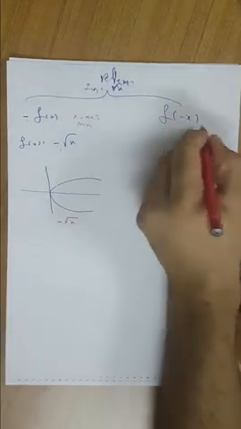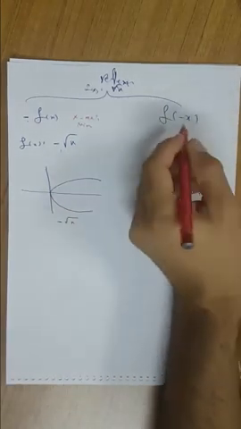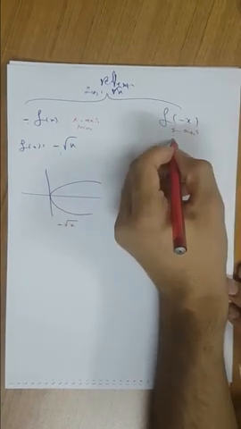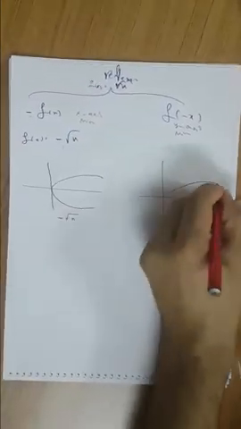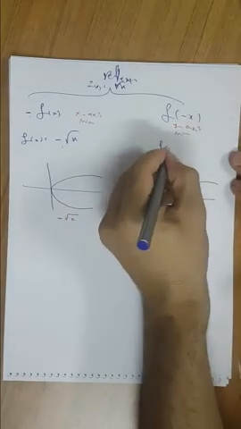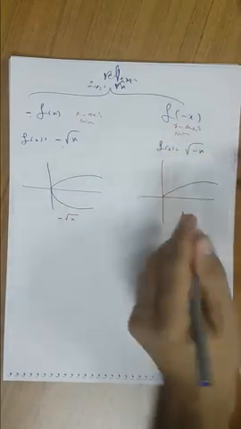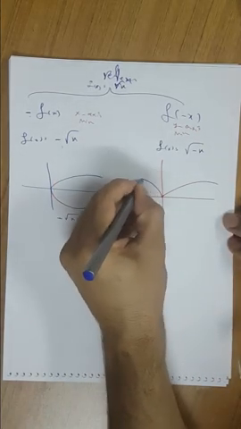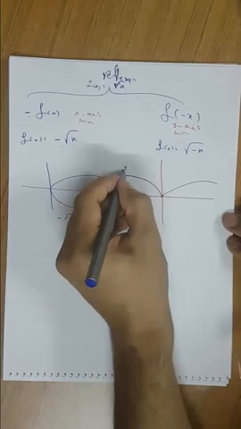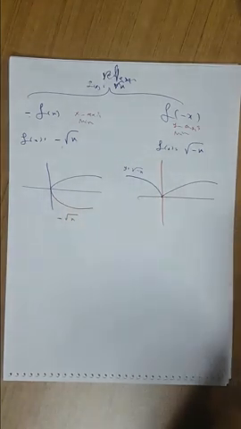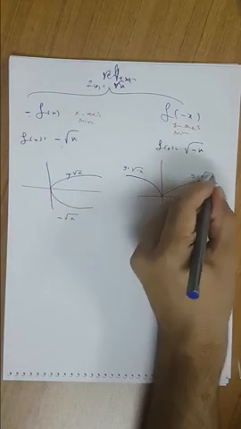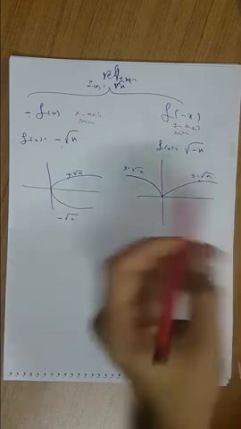How about if the minus is included inside your function? That means the y-axis is your mirror. Here's your function. If I have y = √x, this is the original one, right? So the y-axis will be my mirror. So this is the function y = √(−x). So in that case, we have this one.